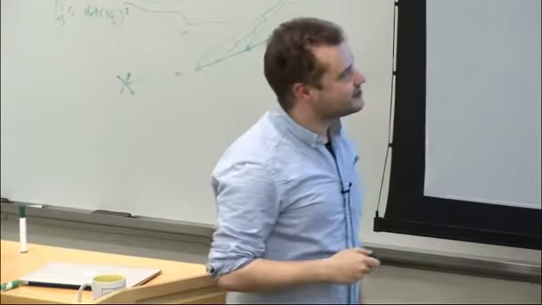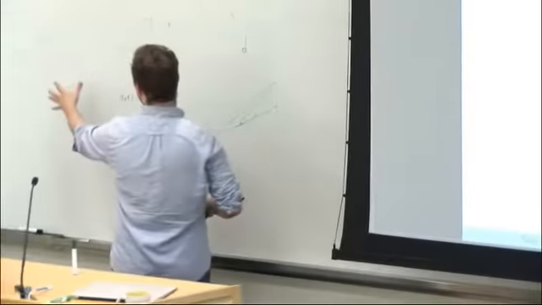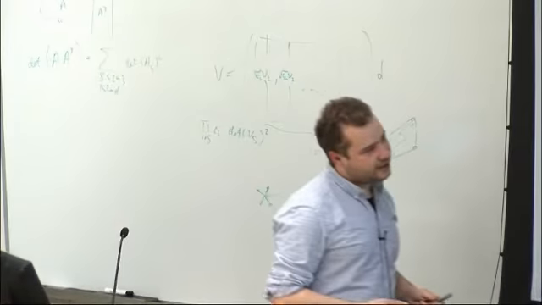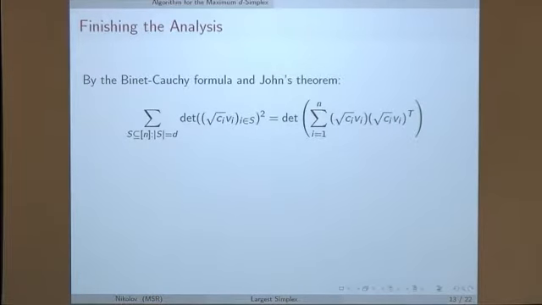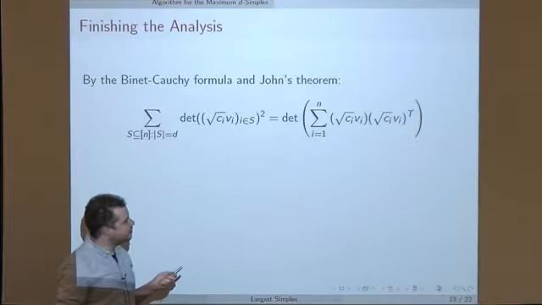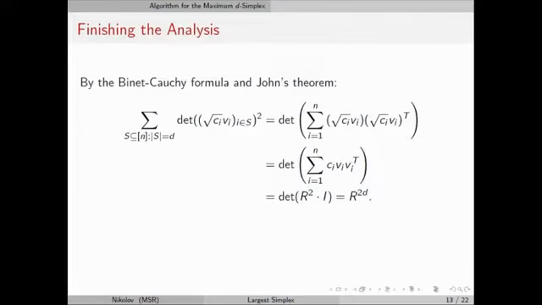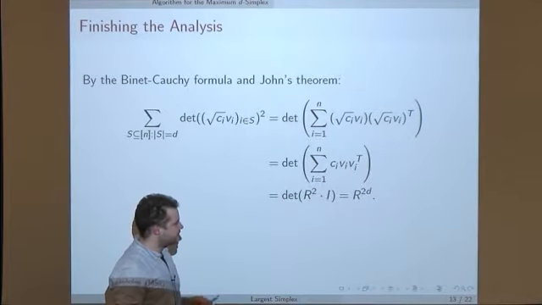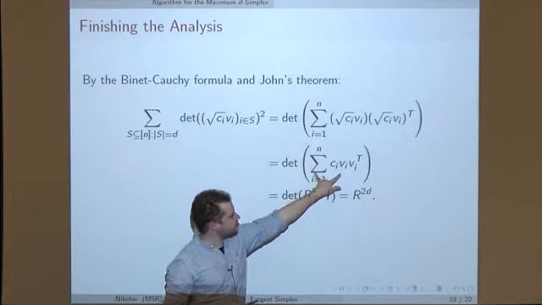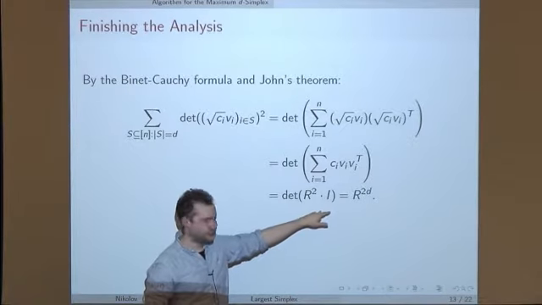All right. So what we have here is exactly this summation where A is this matrix. And what it tells us is that this is equal to the determinant of this matrix times its transpose. This is exactly this summation of outer products. Of course, the two square root CIs we can bring together. Now we have this summation of CI times VI VI transpose. That's exactly what John's theorem tells us, that this is equal to R squared times the identity. And obviously, the determinant of this is just R to the 2D.